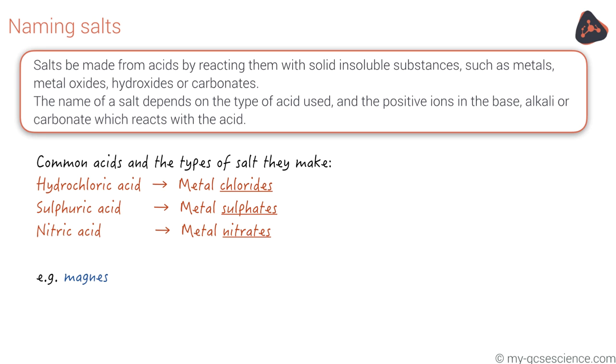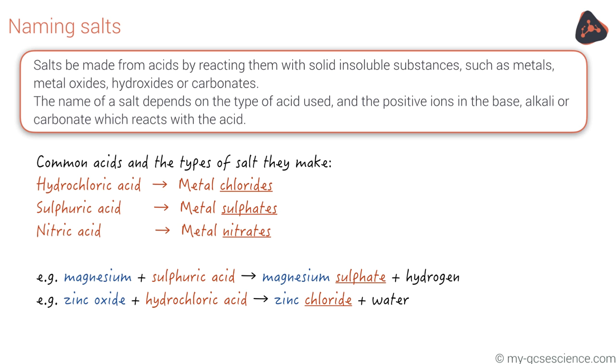So for example, if we had magnesium reacting with sulfuric acid, to name the salt we take the metal from the metal part of the reaction, and we take the sulfate from the acid part of the reaction. And you need to remember what the reaction will also produce, and in this case, because we had a metal reacting with an acid, it produces hydrogen. If we have zinc oxide with hydrochloric acid, we know it will produce a salt and water, and the salt will be called zinc chloride because we have zinc in the zinc oxide, and chloride because we have hydrochloric acid.